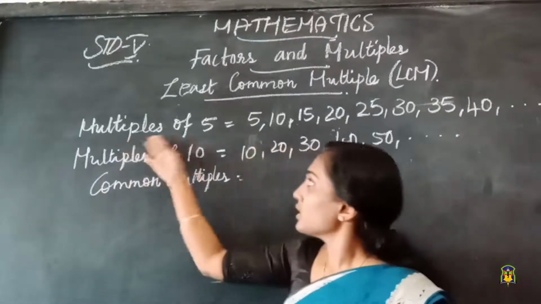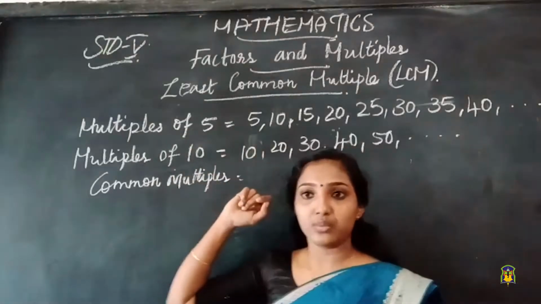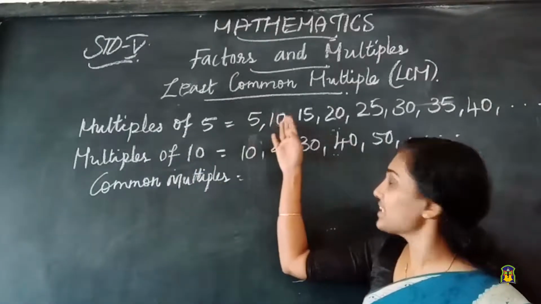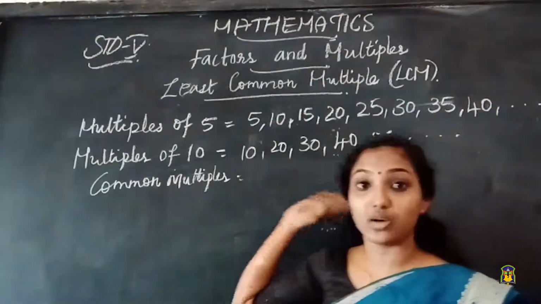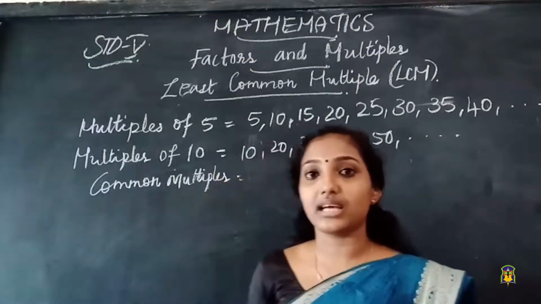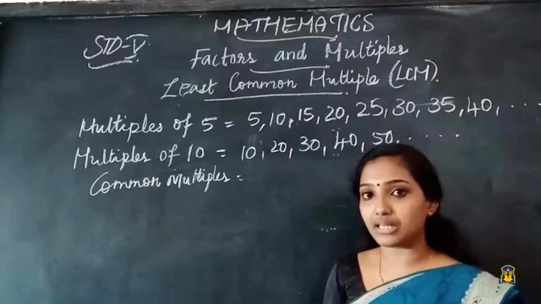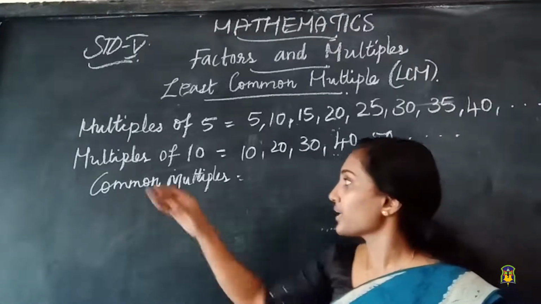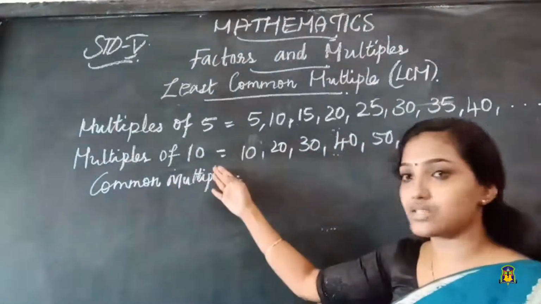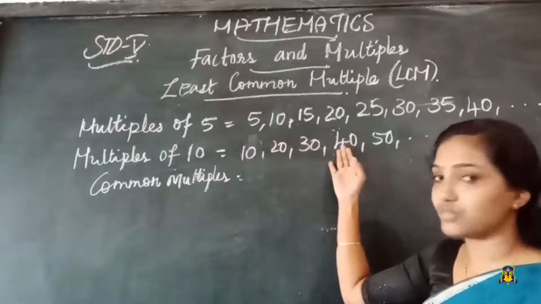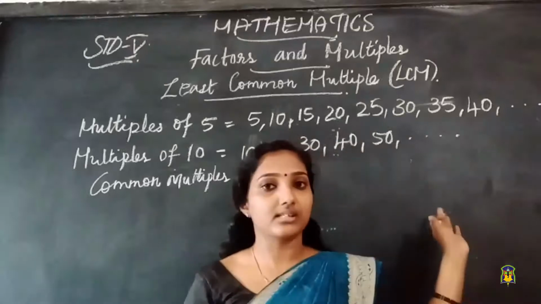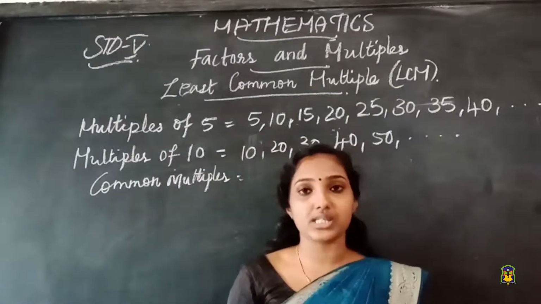So here we are given the multiples of 5. Which are the multiples of 5? It's 5, 10, 15, 20 and it goes on like this, right? We studied that multiples are infinite. We could find an infinite number of multiples for a number, right? And then multiples of 10. 10 is also given: 10, 20, 30, 40, 50 and it goes on like this. After 50 it will be 60, 70, etc.